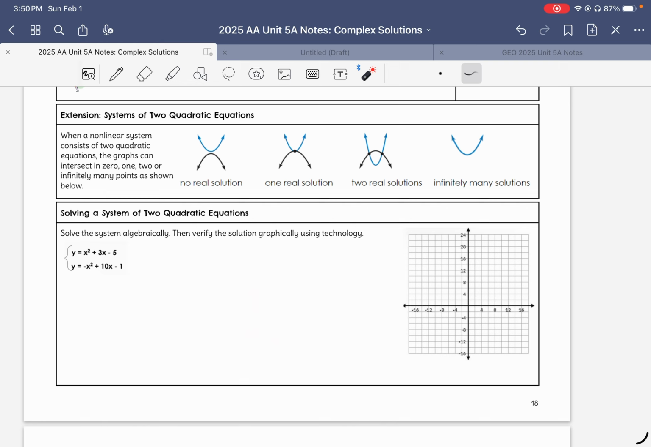Well, today, had we been together, we would have seen what happens when you mix quadratic and quadratic, when you have two parabolas all in the same graph. And very much like when you saw systems of equations, if your two lines did not touch, that would mean there's no real solution. If they intersected one time, that would mean they have one real solution. If the lines lay on top of each other, we would call that infinitely many solutions.